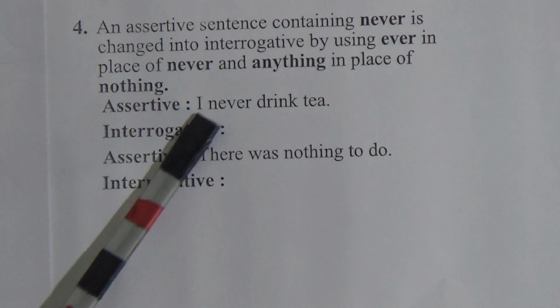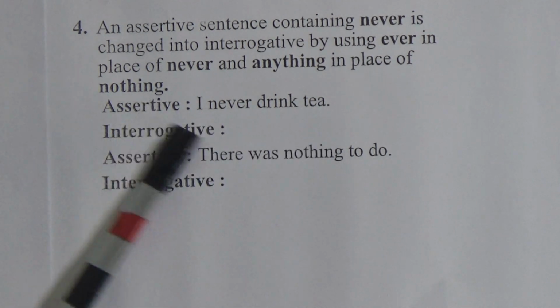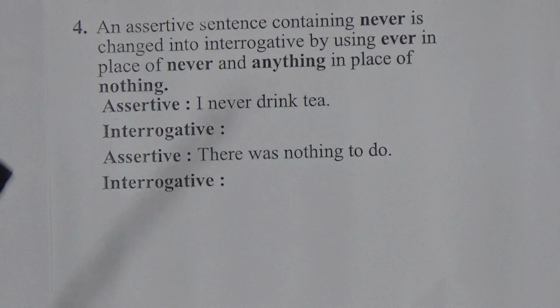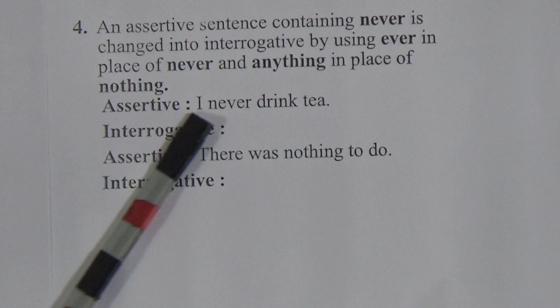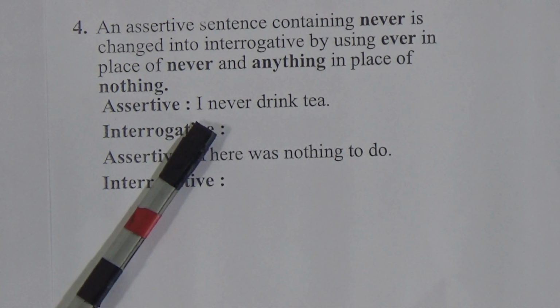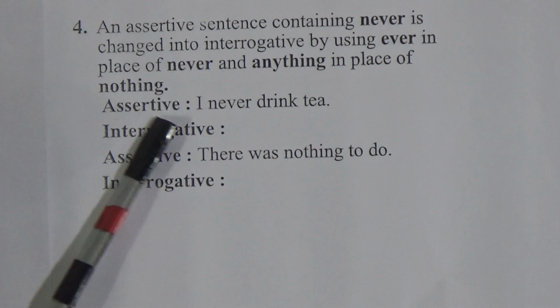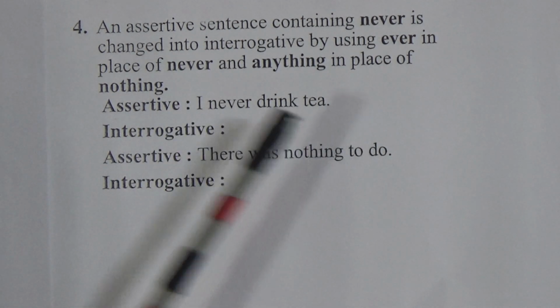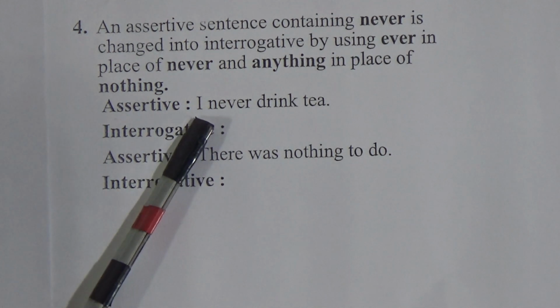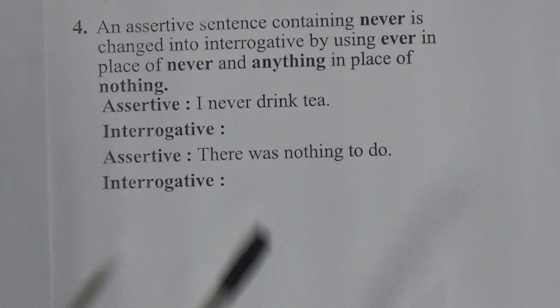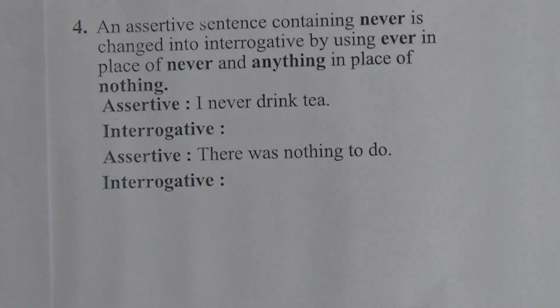Now look, I never drink tea. Now we will make it interrogative. I never drink tea. There is no auxiliary verb. So we will start our sentence with do or does or did according to the tense. This is the simple present tense. And now look at the subject. This is I. So we will start our interrogative sentence with do.